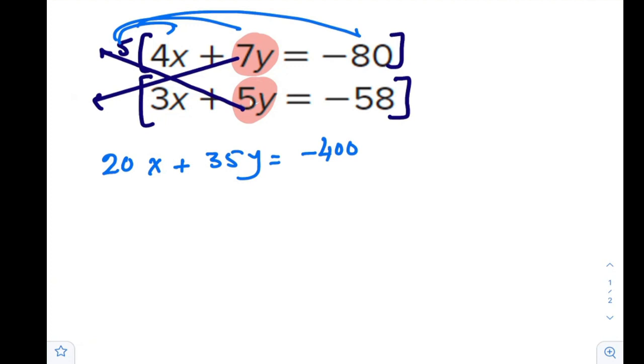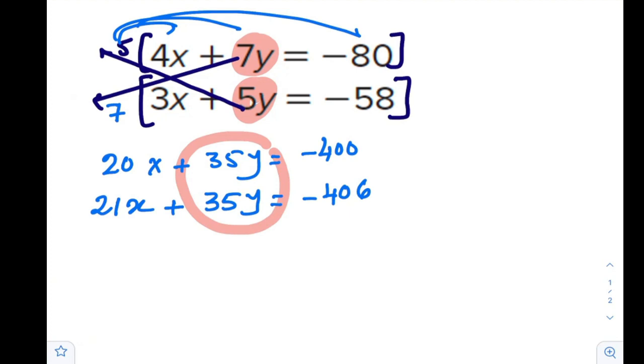The second equation, you will multiply here by 7, as we have studied. Now 21x plus 35y equals, and I will multiply 7 times 58. It will be negative 406. Done. Now we are not surprised that we have here exactly the same coefficients or same term, 35y.